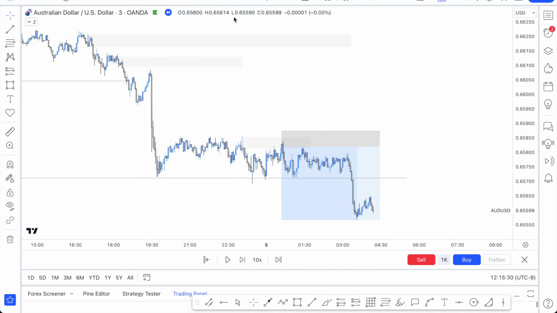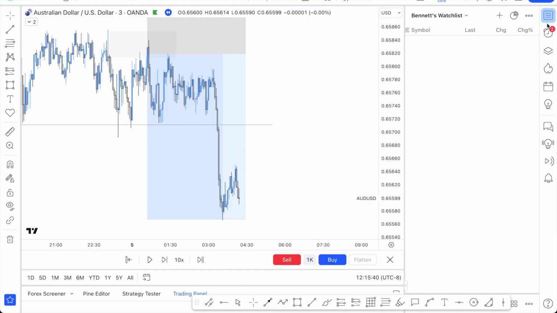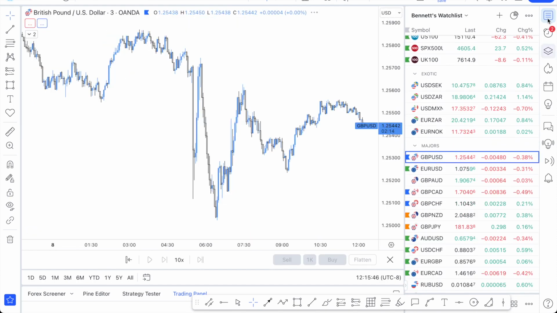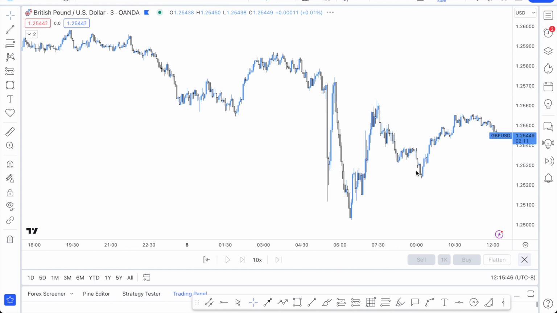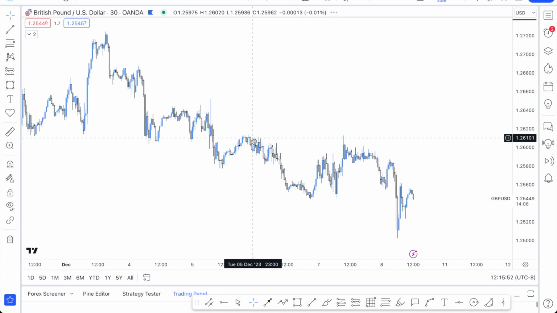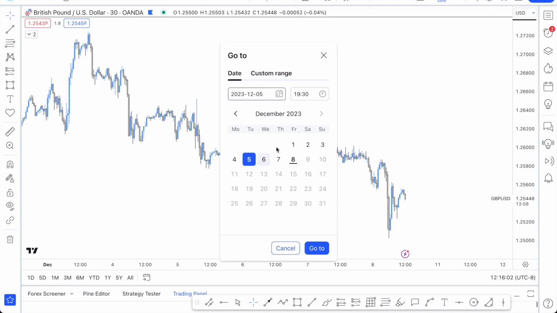Let's go to the next example, which would be, say, USD. Let's go to the USD one here, ISM services PMI. So we're going to go to any USD pairs. We're going to go to GBP USD, which would be here. Okay, we're going to lock that out, and we're going to go on 30-minute. All right, and then we're going to go to the calendar. We're going to see what time this was, at 7 a.m. in the morning, December the 5th. So this would be December the 5th at 7 a.m. in the morning. Okay, 7 a.m. is approaching here.